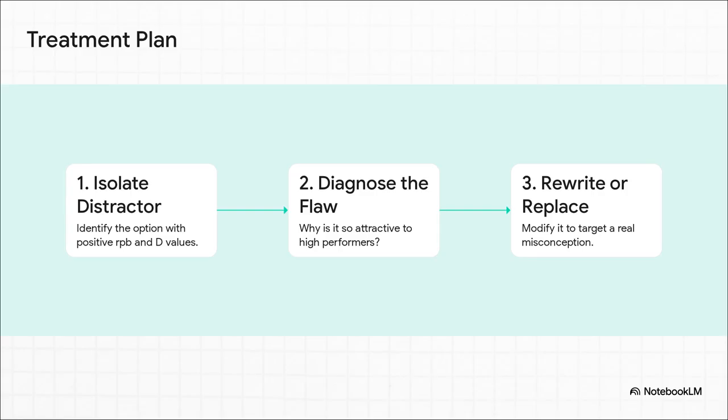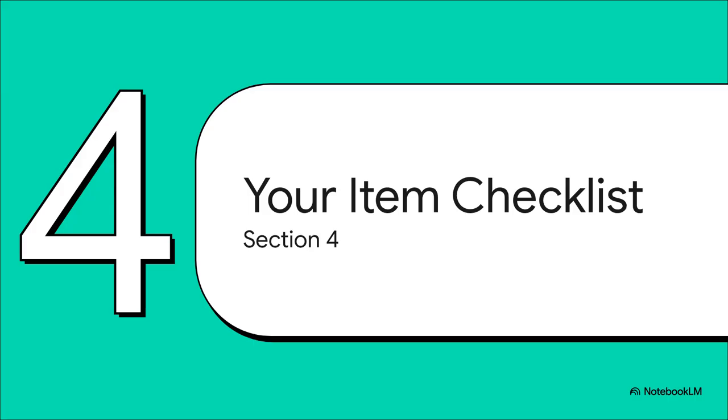So the plan here is surgical. You don't have to throw out the whole question. Just isolate that one flawed distractor and really try to figure out why it's so tempting to your best students. Then you can either rewrite it or just replace it entirely with an option that better targets a real, known misconception.